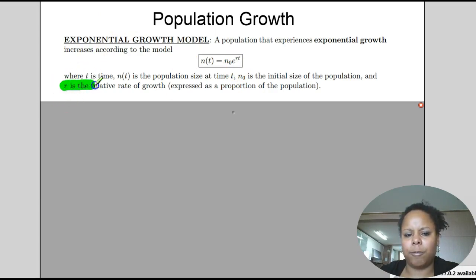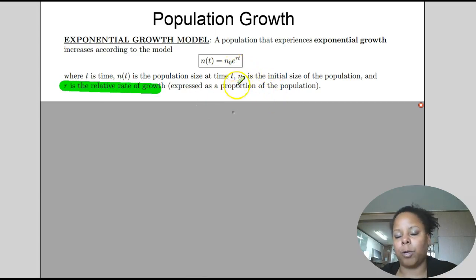Now this is a little bit different because a lot of you maybe see a growth rate and want to put in, for the base, instead of e, 1 plus the growth rate as the base, and that is sometimes okay, but in this case, if you ever see the word relative growth rate, then it's going to look like this situation where the base of the exponential function is the constant e.